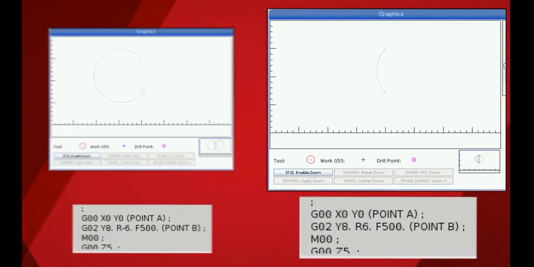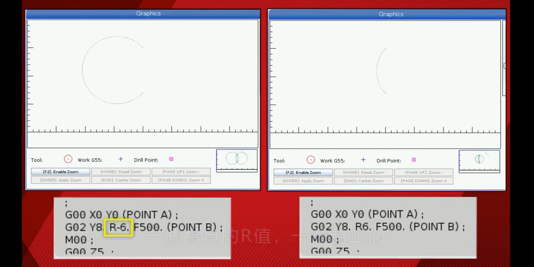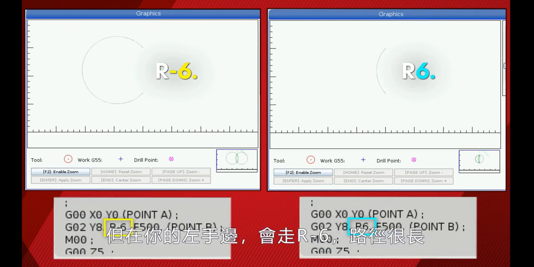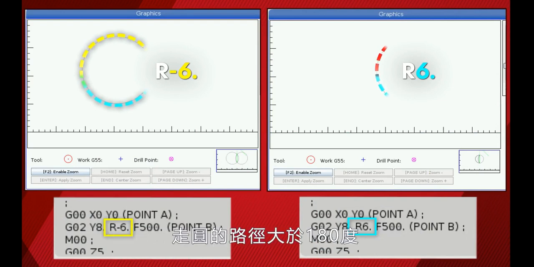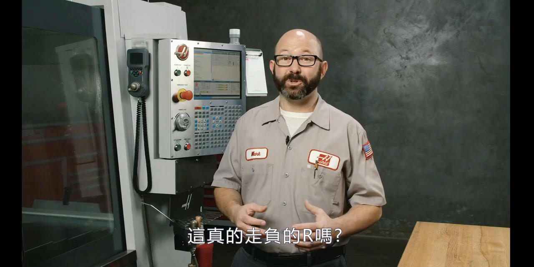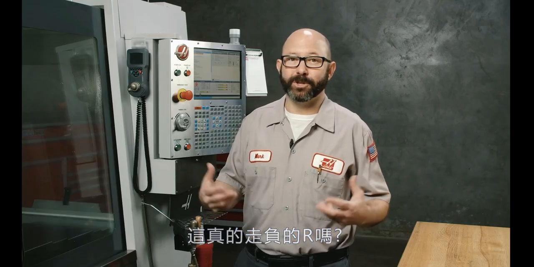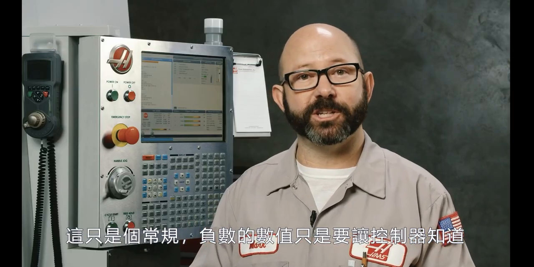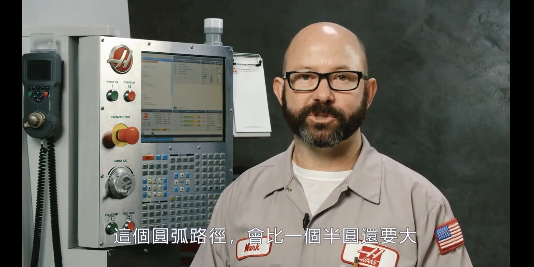That is it, really. Here, let me prove it to you. Here's our code. One with a negative R and one with a positive. Both cutting 6-inch radius arcs. But the one on your left, the one with the negative sign, takes the long way, giving us a circle section greater than 180 degrees. A longer section. Now, is it really a negative radius? No, there's no such thing. That's just a convention. The negative sign is just the way that we let the control know that the arc is larger than half a circle.